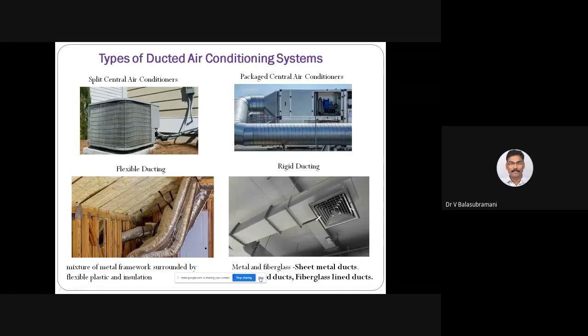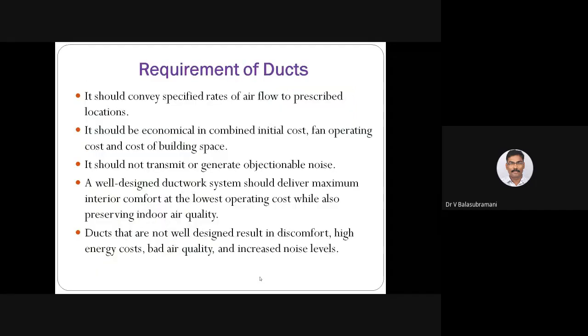There are two types of ducts used, one is flexible and another one is rigid duct. In rigid ducts, mostly metal and fiberglass dominate as the materials for the duct. So what is the requirement of the duct? Now we know what a duct is, so what is the requirement? The first requirement is very important: it must convey specific rates of airflow to the prescribed location.